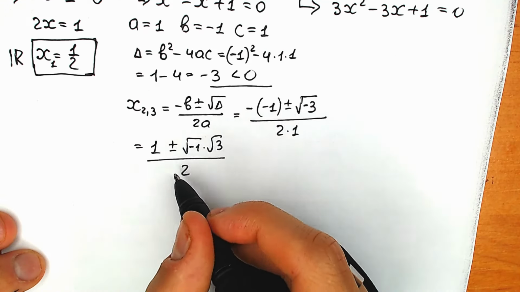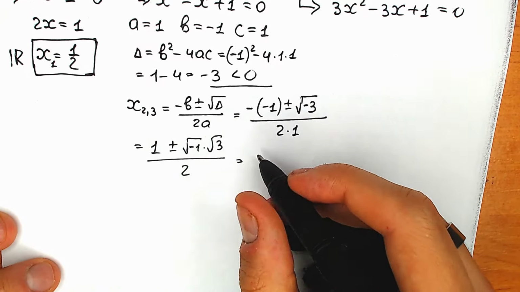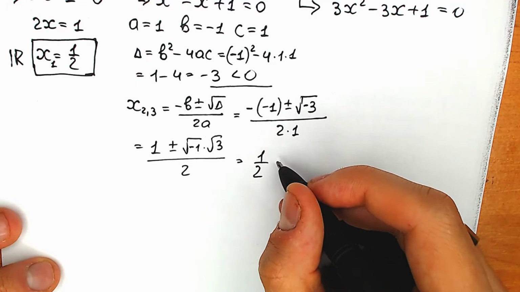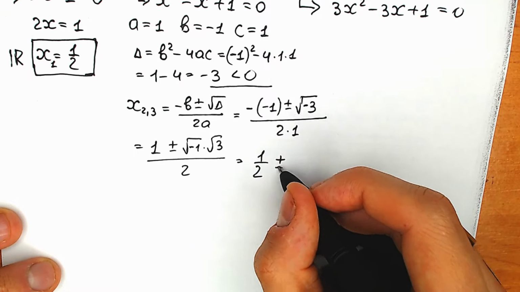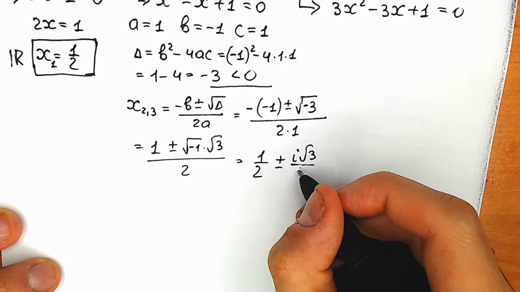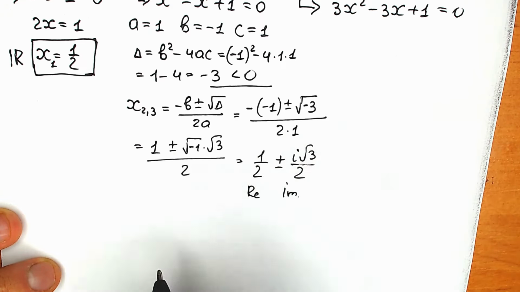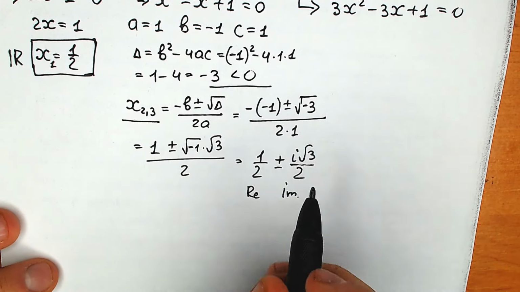So we can get from here 1/2 plus minus i square root of 3 over 2. I just want to split it by real part and imaginary part. So we have 1/2 plus minus i square root of 3 over 2. This is our real part. This is our imaginary part. So we have x second and x third. We have two complex roots.